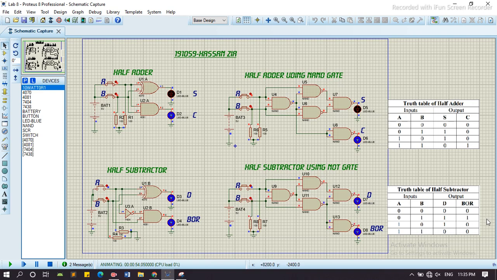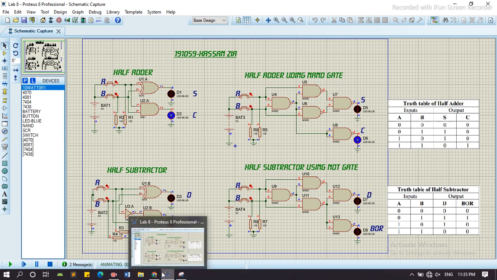When A is equal to 0 and B is equal to 1, both difference and borrow are 1 1, as we can see from both circuits. And when A is equal to 1 and B is equal to 0, difference is equal to 1 and borrow is equal to 0. And when both are 1 1, difference and borrow are both 0 0. So this circuit is also verified. The half subtractor circuit is also verified by the truth table.